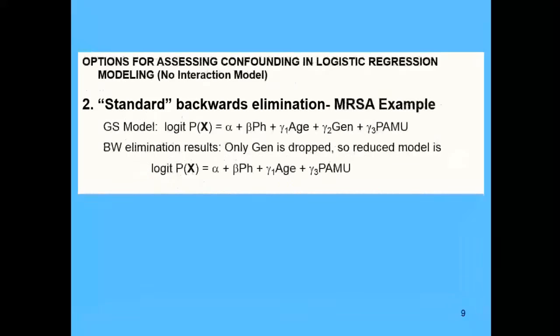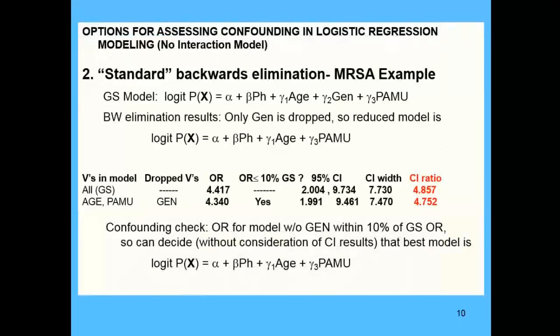So the next approach is standard backwards elimination. That's what we just did. This is approach 2. This is what happened. For the MRSA data, the first variable to drop when you went backwards was gender. It was the only variable that you could drop when you were doing backwards elimination, and you couldn't drop anything else. So you wound up getting the same answer as the all possible subsets approach. It just turned out that way. It won't necessarily be the case. You only had 3 variables to start with, but that's what happened.